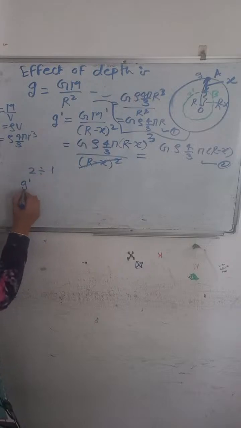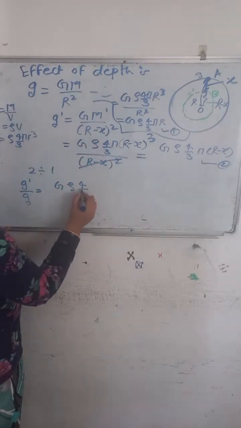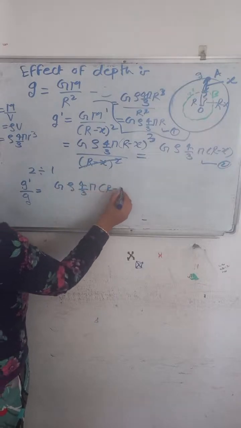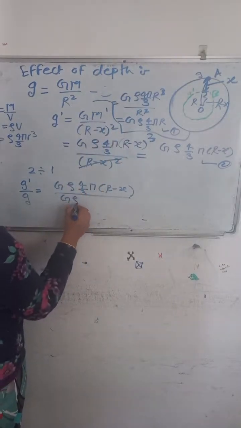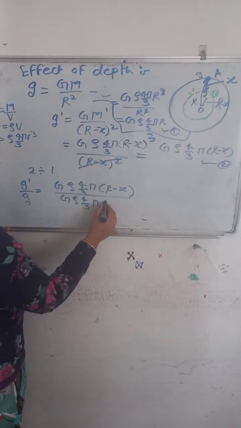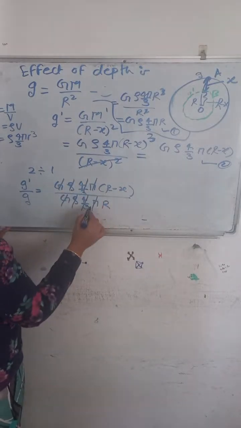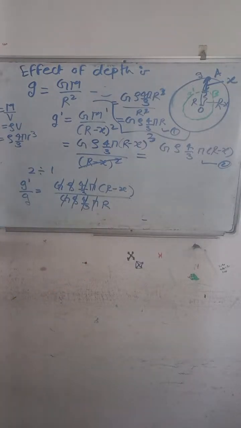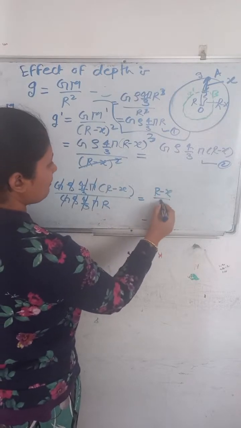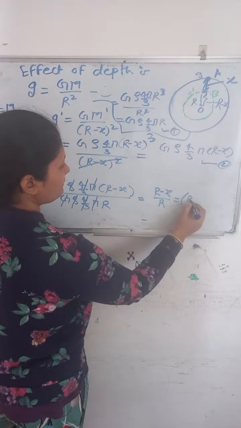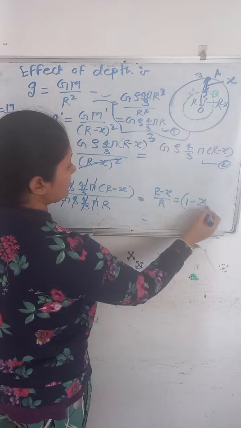So here g dash upon g, I want it as g rho 4 by 3 pi (R minus x) divided by g rho 4 by 3 pi R. Okay, g and g, rho and rho, 4 by 3 and pi get cancelled. Okay, and we will get here (R minus x) upon R, and after further simplification you will get R by R is 1, minus x by R.